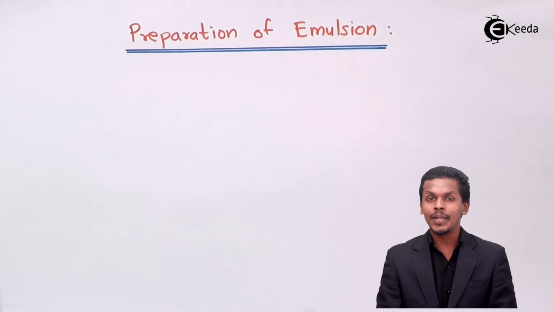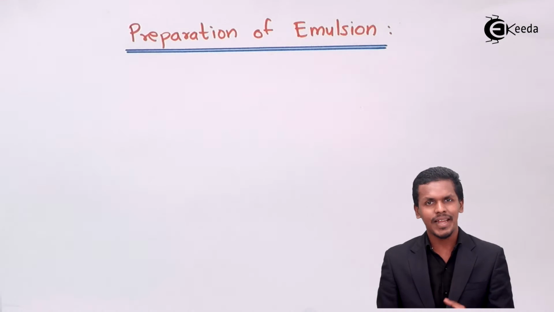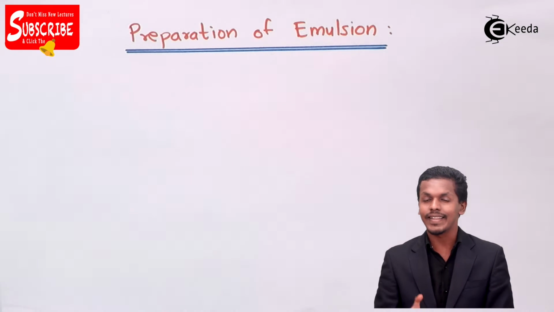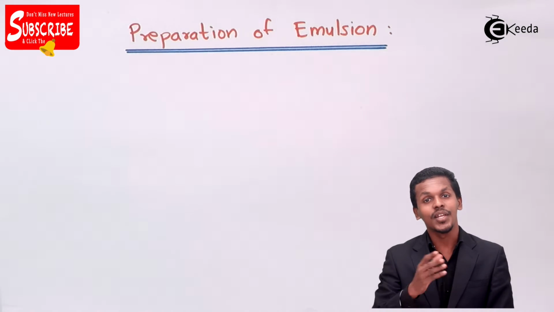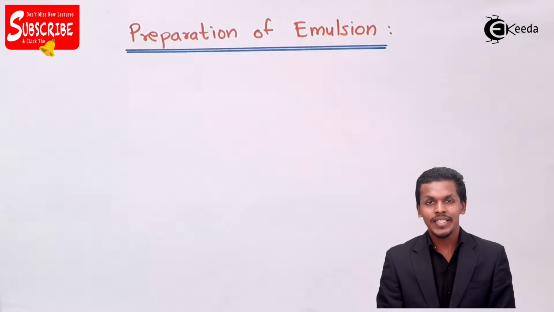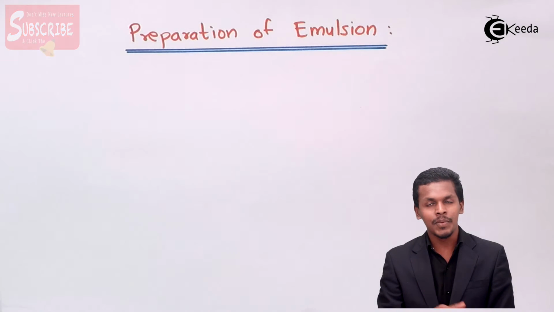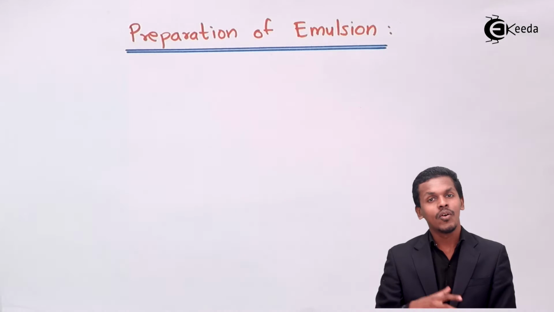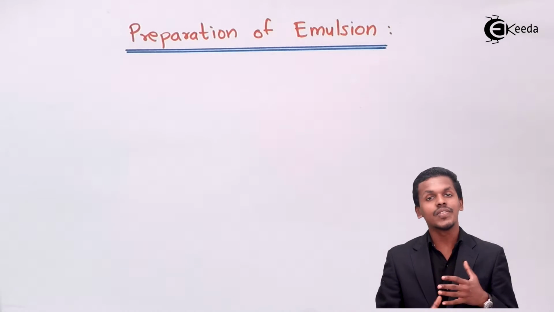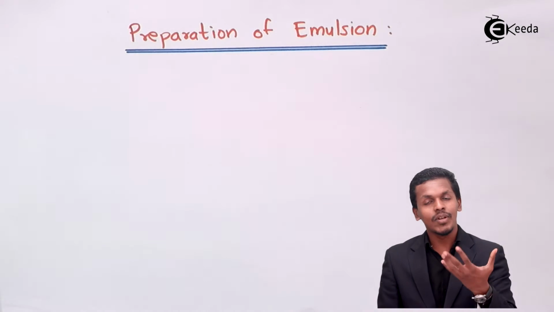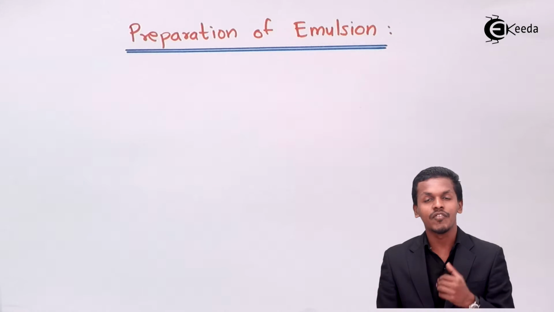Emulsion is basically made up of two immiscible liquids. As we discussed earlier, there are two types, oil in water and water in oil. These two liquids are immiscible with each other, so we have to mix them vigorously, and then an emulsion will be formed.